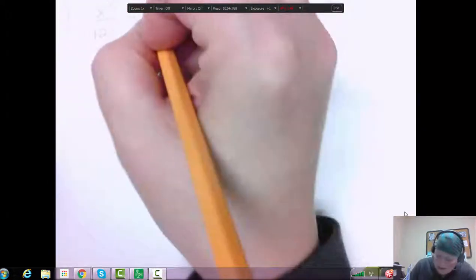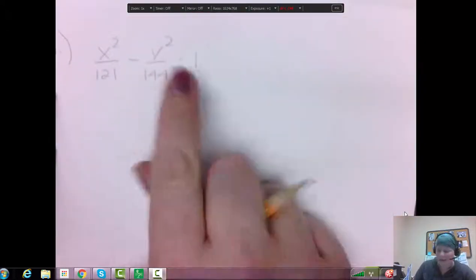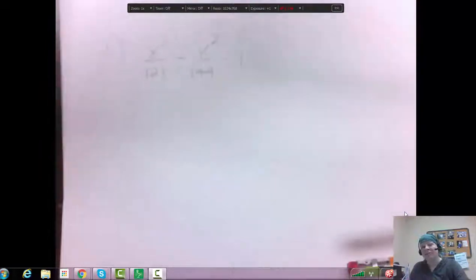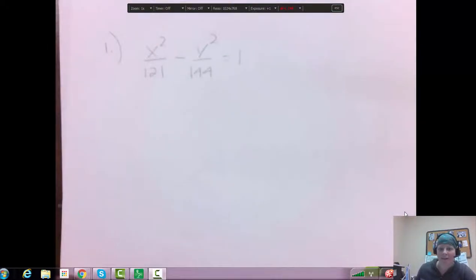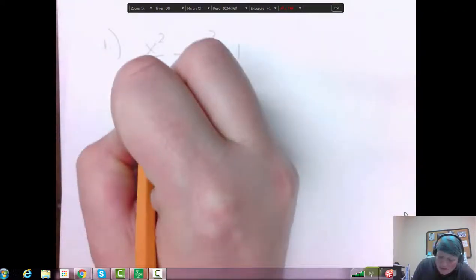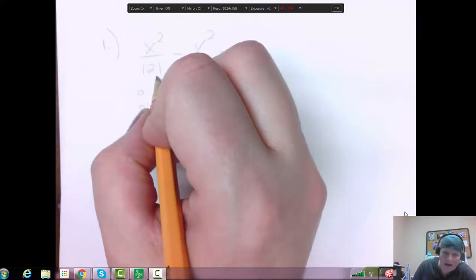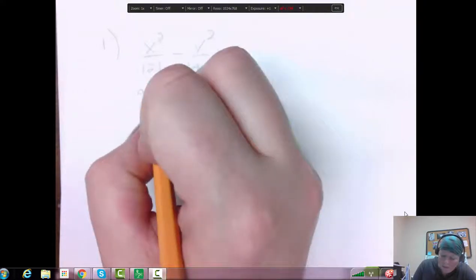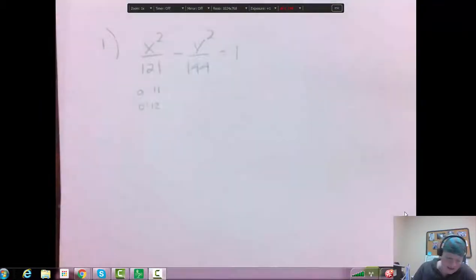Okay, so my first example will be x squared over 121 minus y squared over 144 equals 1. And remember, again, it has to equal 1. If it doesn't equal 1, then you need to divide by that number to make it equal 1. The next step, let's define our a and our b so we can use them in all those formulas. a squared is under our x squared, so take the square root and we get 11. And the square root of 144 gives us 12. So there's our a, there's our b.